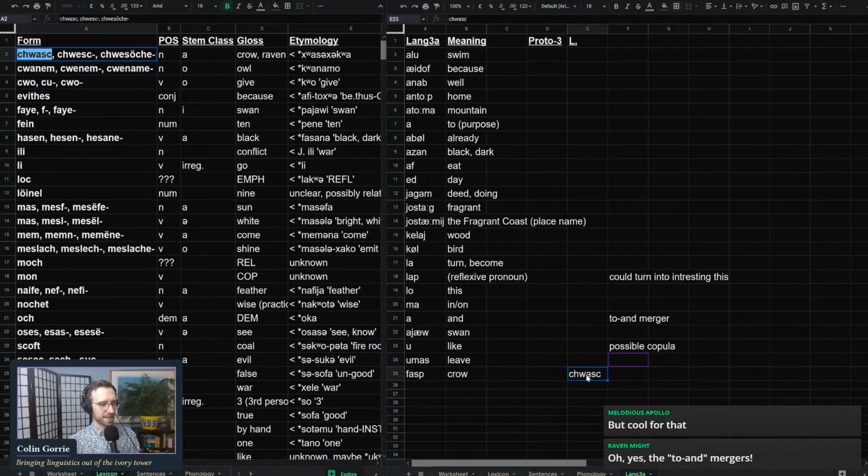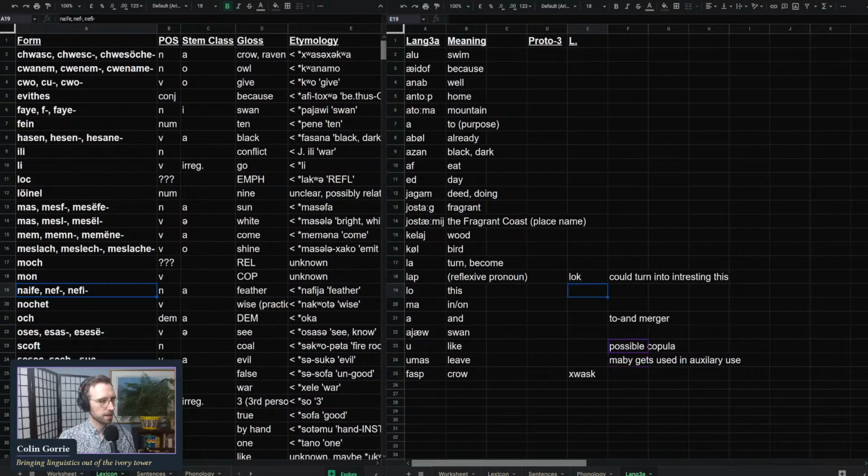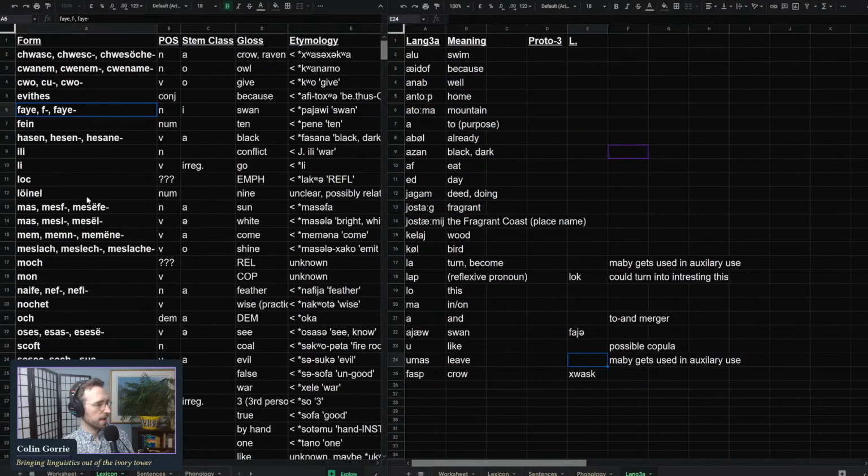So here we have huasc. I'll write it in IPA so that we can reconstruct a little more easily. I don't think we have. Here we have lok. What else do we have? Swan we have, which is fire. I need a schwa. Here we go. And what else do we have?